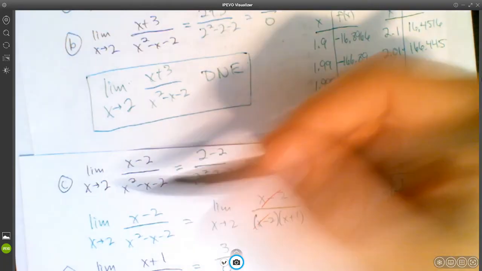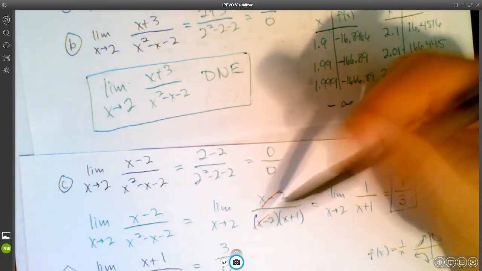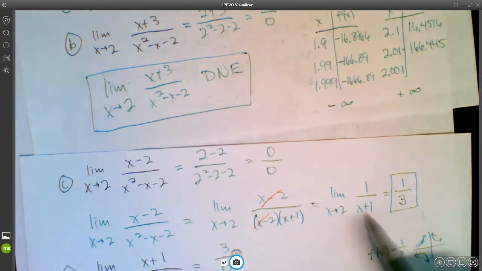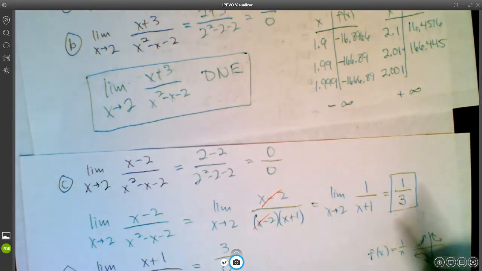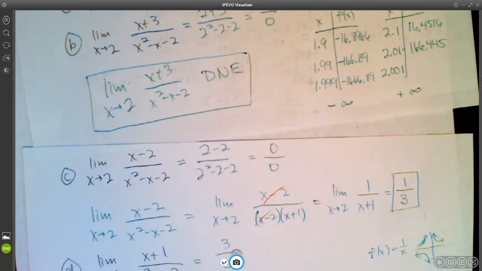If you plug in the value and you get 0 over 0, well, then you try to factor. Cancel off common factors and then plug in the number again, and whatever you get the second time around, if you don't get 0 in the denominator, then that's the limit of the original problem. Okay? So that's the strategy for dealing with limits of rational expressions.